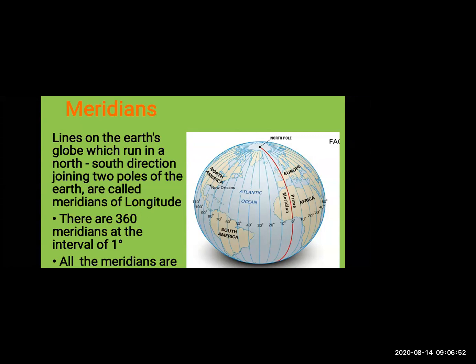These are called meridians of longitude. There are a total of 360 meridians at the interval of 1 degree. That means the number of total meridians is 360. All the meridians are equal in length. Equal why? Because their beginning and end point is common. They join North Pole and South Pole. All the meridians converge in one point. So their length is equal.